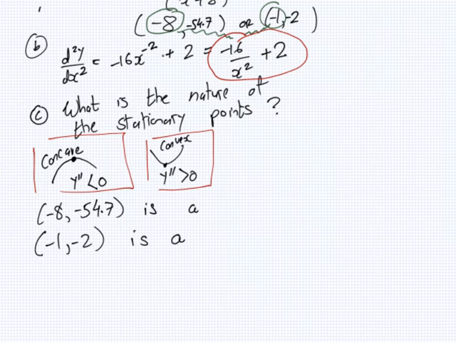Okay, let's see. If I put minus 8 in here, I'll get minus 16 over 64. I'll get something which is positive, so that will make it a minimum. Next, if I put minus 1 in here, I'll get minus 16 over 1, which is minus 16. Minus 16 plus 2 is minus 14. I get a negative, so it's a maximum.